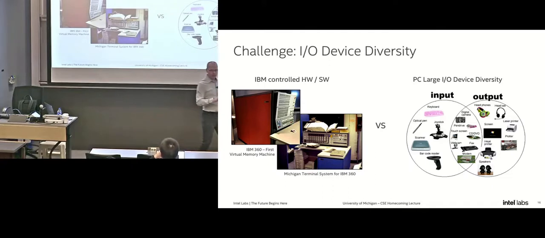There's this other problem about the diversity of I/O devices that I mentioned earlier. IBM controlled their machines, and so they could make the I/O virtualizable. In a PC universe, there's all this device diversity. And there's even devices that didn't exist in mainframes, graphics, audio devices, multimedia devices, things like that, that no one had ever thought about what it takes to virtualize them. So that's another class of problems.